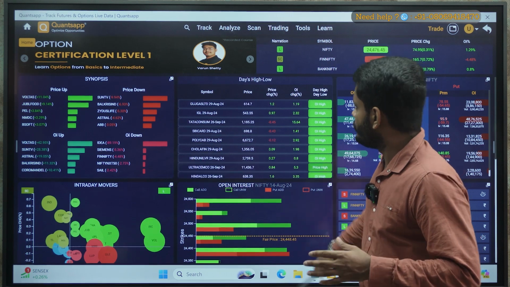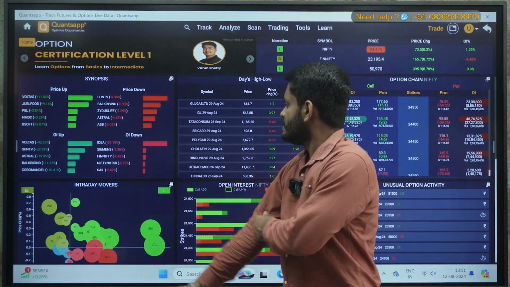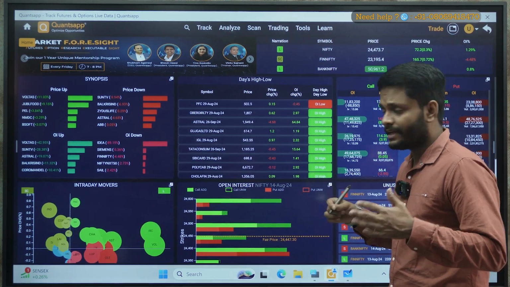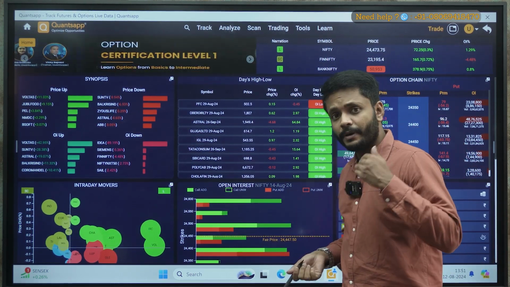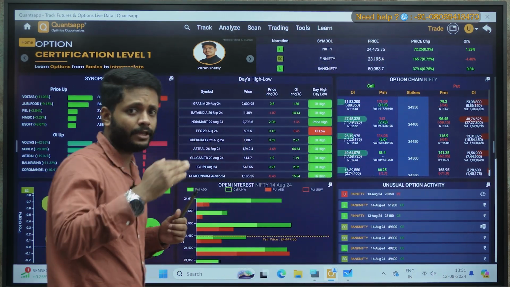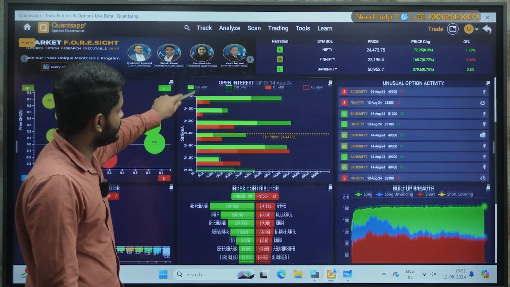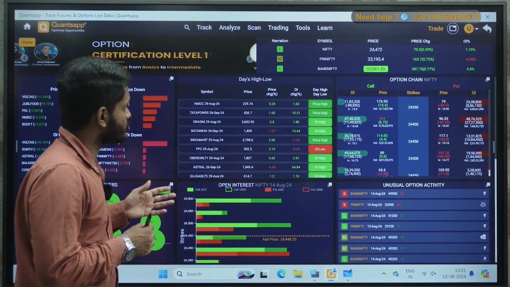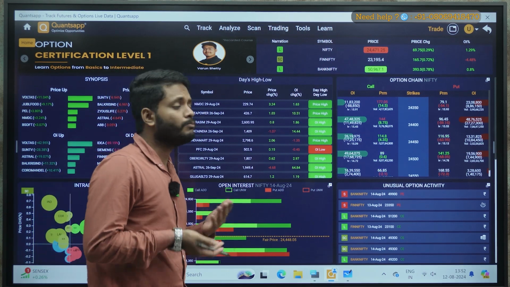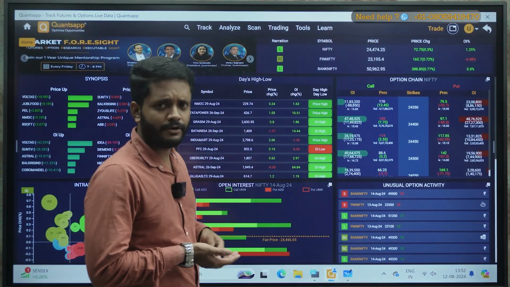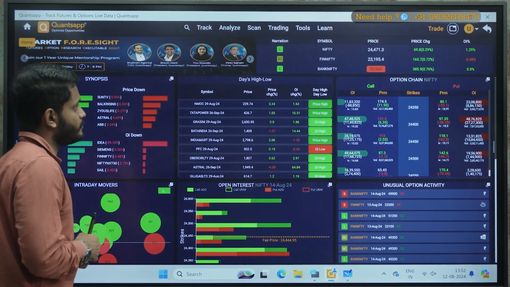If you see, you will get quite fancy tools over here: synopsis, intraday movers, day's high low, like whichever stock is breaking its day high, or the open interest, whichever stock is breaking its open interest high or open interest low, immediately these things will be reflected over here. So you can pick out the stocks which are moving well. And if you see option chain, unusual option activity, quite fancy indicators, you can definitely go and explore them.